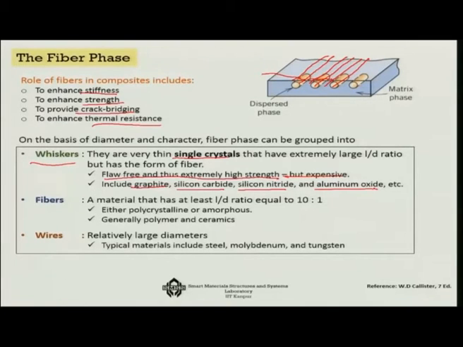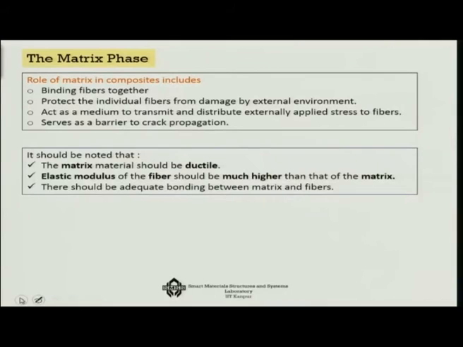And then you get fibers which have an L by D ratio equal to about 10:1, and they are either polycrystalline or amorphous. Generally they are polymer and sometimes they are ceramics. Then there are relatively larger diameter ones, which are wires, typically like steel, molybdenum and tungsten. Tungsten particularly is used with boron as a coating layer, and that was used in the space shuttles.